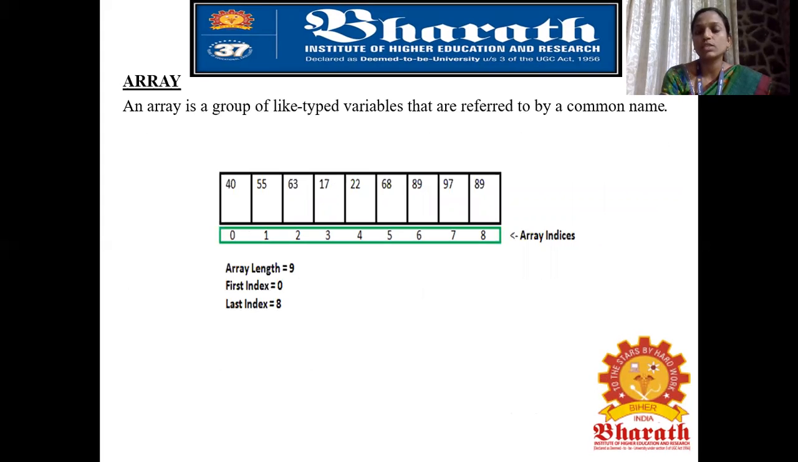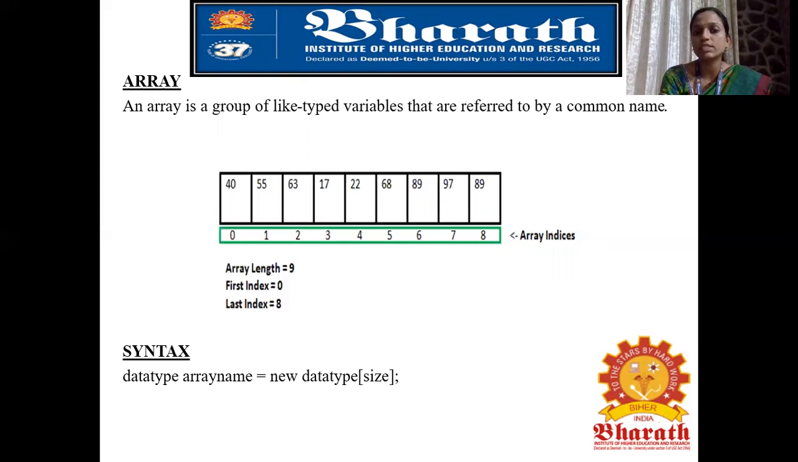Next we are going to see array. Array, we have already told in the data types. It is a group of like type variables. Like type means similar kind of variables that are stored under a single name. That is array. Look at the explanation and the example.